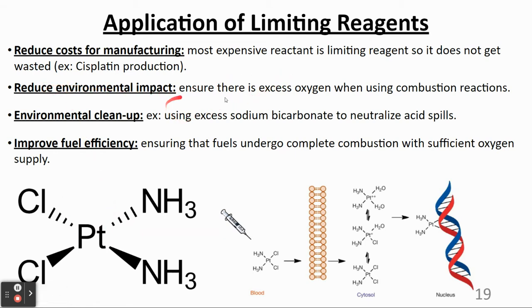You might want to reduce the environmental impact. So let's say you want to burn fuel or do combustion reactions. Rather than have all the soot produced and carbon monoxide, maybe you want to use excess oxygen so you can have plenty of oxygen for the combustion reaction to go through. And that kind of applies to fuel efficiency as well. You want to do more complete combustion. So you want to make sure you have excess oxygen, a sufficient supply of oxygen, so it's not incomplete and you have more energy released and it's a nice clean burn as opposed to incomplete combustion happening.